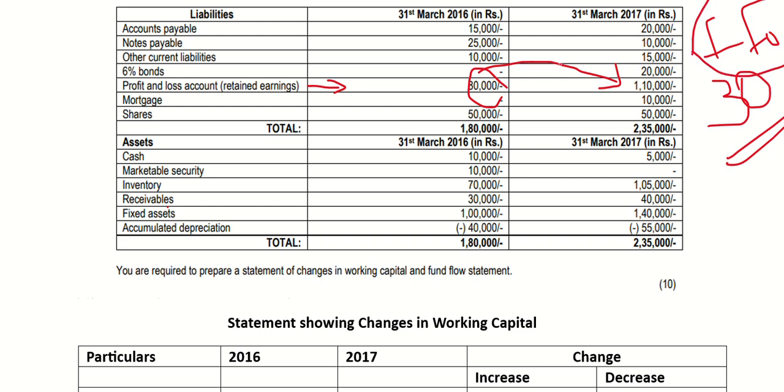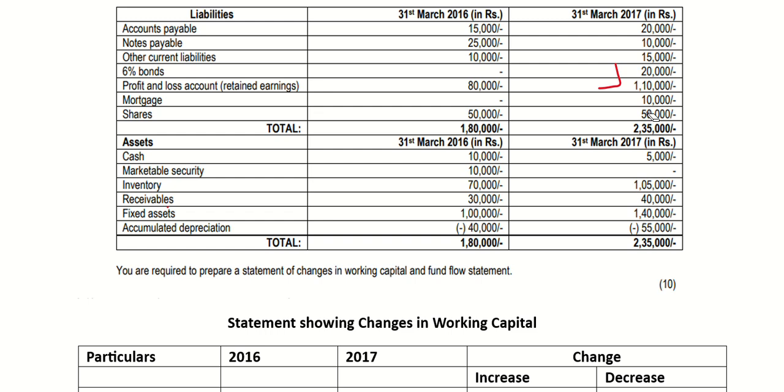What if there was a difference that was a loss? If it was 10,000 in 2016, and if it was 18,000 in 2017, it will not be called fund from operation. It will be taken as fund used in operation. I'm not going that deep. We just need to learn the basics, but understand it is called fund from operation, and that difference is taken as a source of fund.